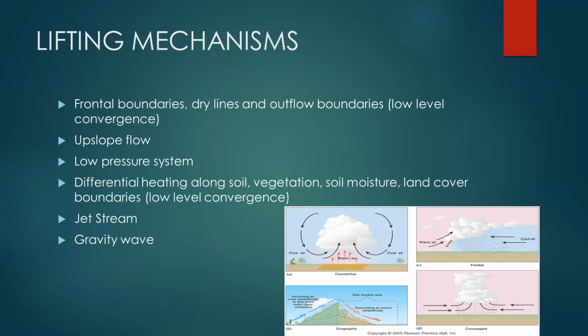So if you have all these three things in place, if you have the instability, if you have the lifting mechanism, and if you have the vertical wind shear, then you have the conditions in place for severe thunderstorms, which can result in hail, heavy downpours, strong winds, and sometimes tornadoes.